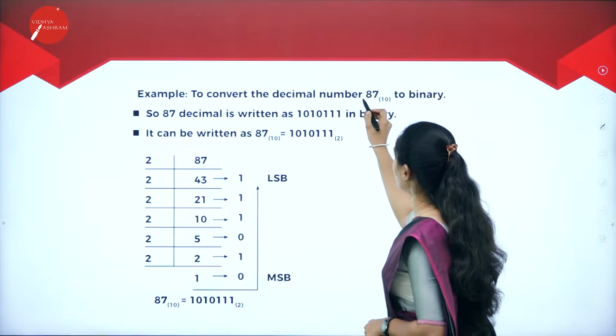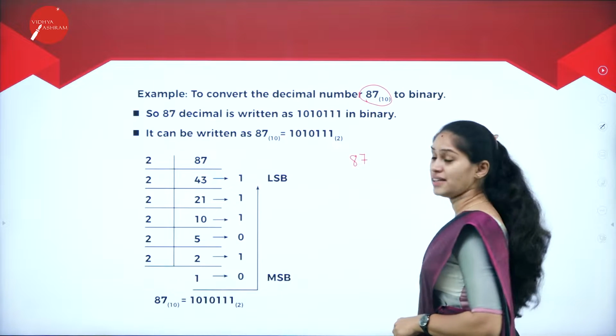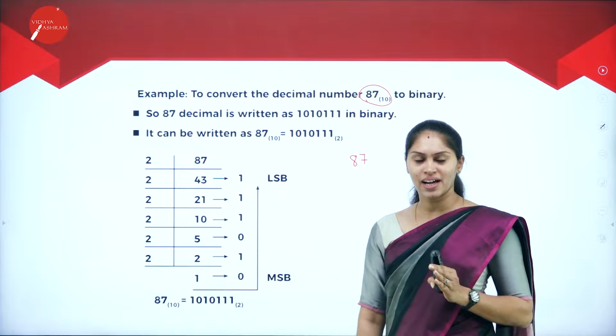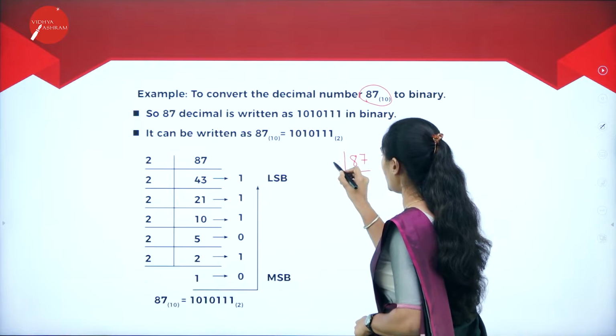So we'll see an example for conversion of decimal number system to binary. Here I have a decimal number called 87. So 87 base 10, that represents what? We have a decimal number. What was the first step? I have to divide the decimal number by 2. Okay, so let me divide this by 2.